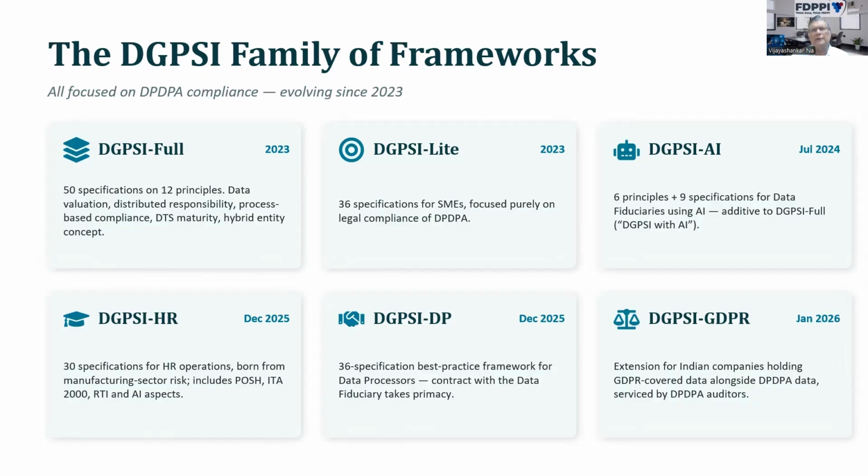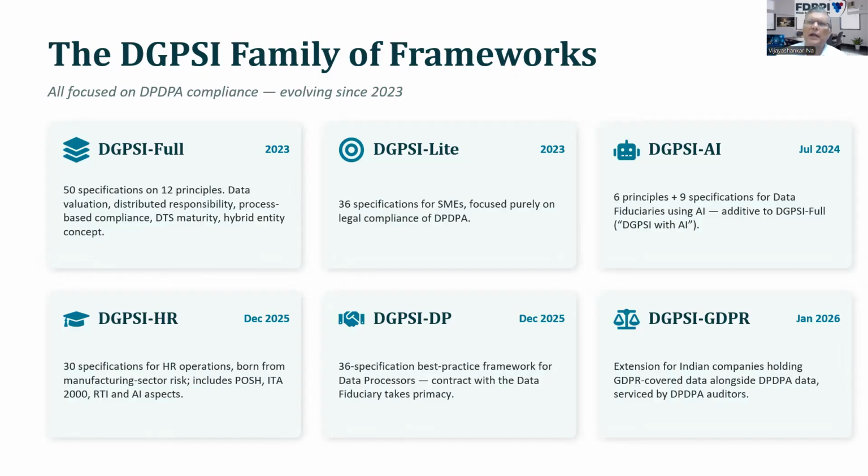Subsequently, we created a simplified version called DGPSI Lite, meant for SMEs, with 36 specifications, basically covering the requirements of the DPDPA Act, and not including the governance aspects which were there in the DGPSI Full. Because DGPSI Full not only covered DPDPA, it also covered 88-2000. It also covered a data governance draft framework which had been released by BIS.